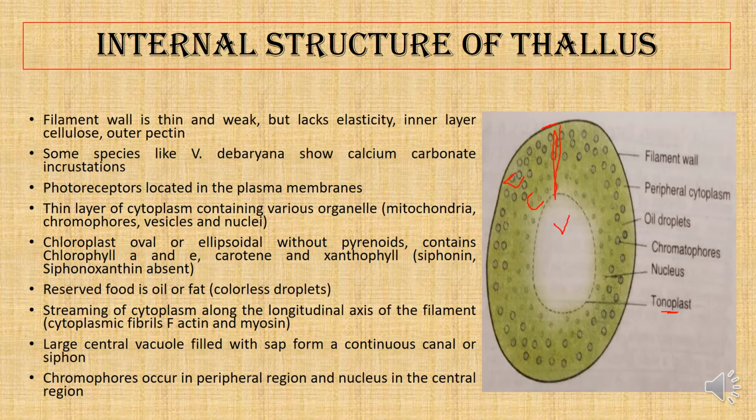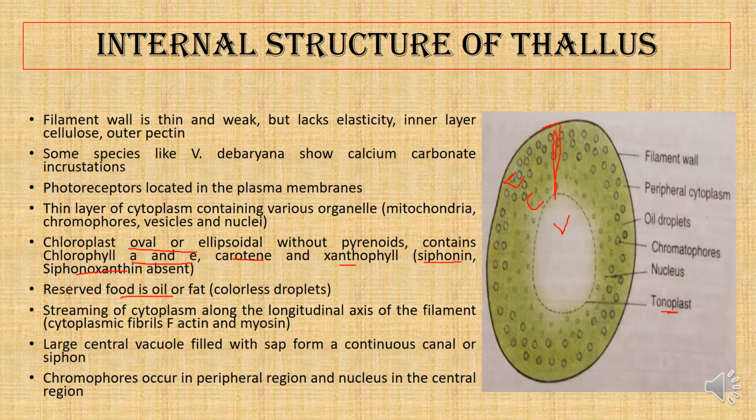The chromatophores can be oval or ellipsoidal, and they contain pigments: chlorophyll A and chlorophyll E, not B, and carotene and certain xanthophylls. However, siphonin and siphonoxanthin are absent in Vaucheria. And apart from the chromatophores and the nucleus, they also have fat as a reserve food matter.